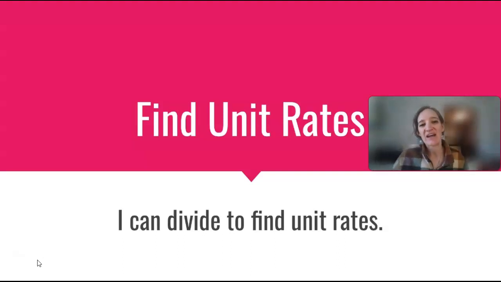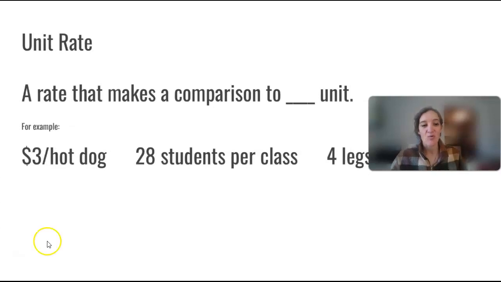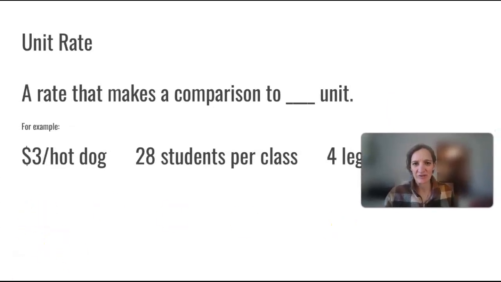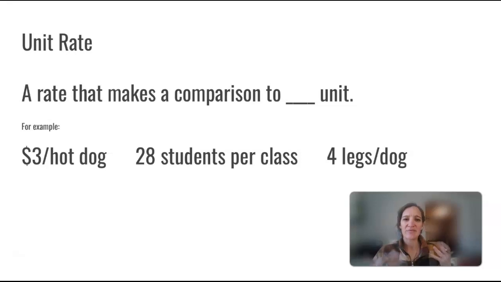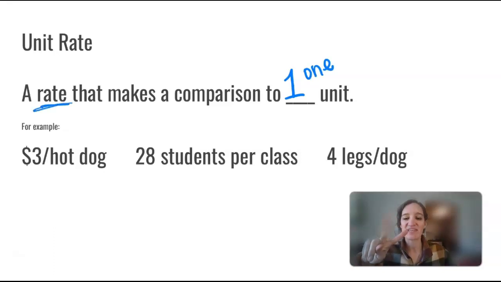We are going to divide today, and that is going to help us find unit rates. So, what exactly is a unit rate? Well, it is a rate or a ratio that makes a comparison to one unit. One. Because it's a ratio or a rate, there's going to be two things involved, and one of those things is going to be one of it.